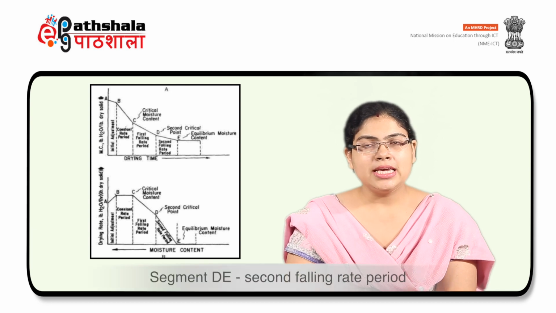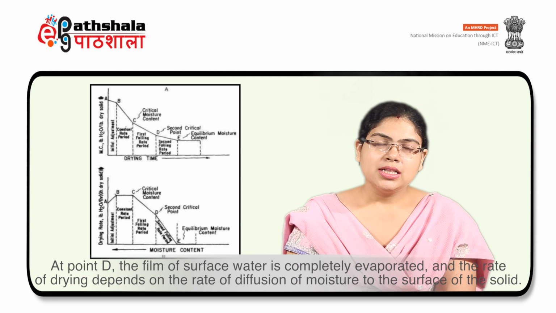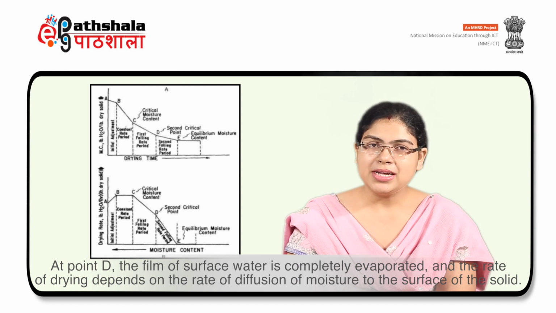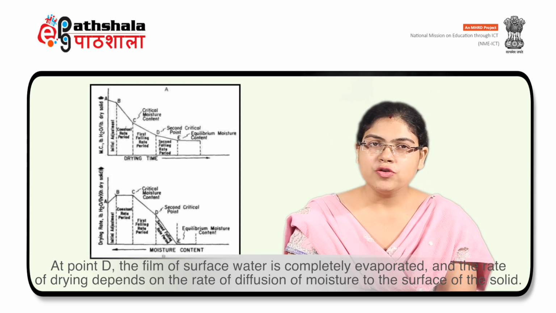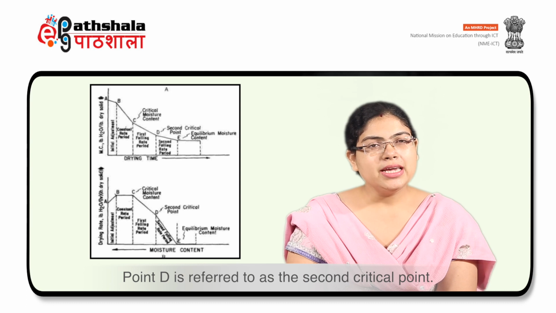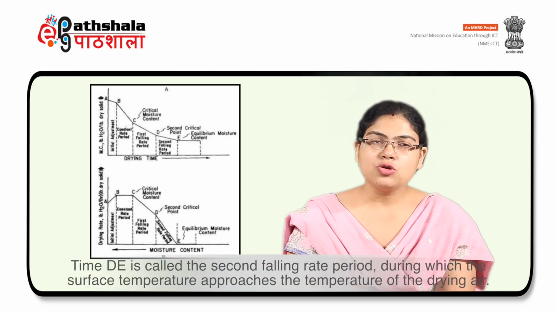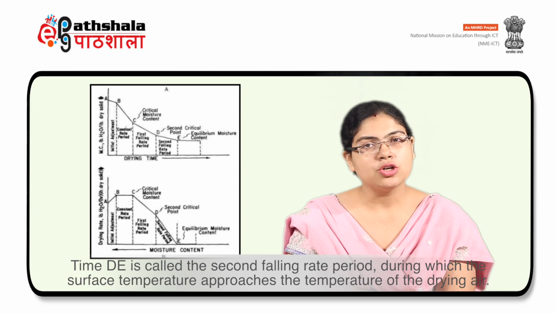Now segment DE, it is the second falling rate period. At point D, the film of surface water is completely evaporated and the rate of drying depends on the rate of diffusion of moisture to the surface of the solid. Point D is referred to as the second critical point. Time DE is called the second falling rate period, during which the surface temperature approaches the temperature of the drying air.